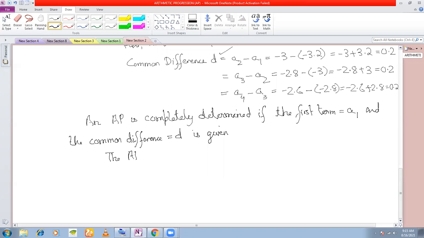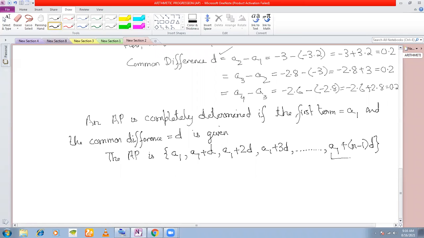The AP is, the first term A1, so write the first term A1. The next term that you want to write here is A1 plus D. Okay, the third term you can write is A1 plus 2D. And then the fourth term, in fact, you can write as A1 plus 3D, and so on. And you can continue this till the nth term, A1 plus n minus 1 into D.